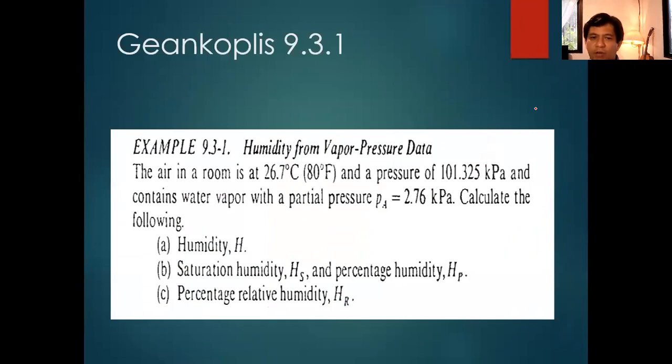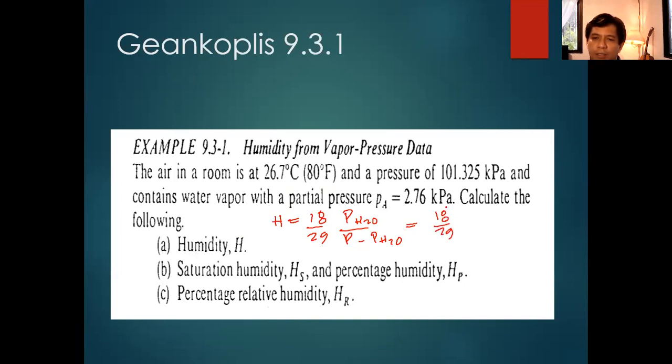So first, let's try to calculate humidity. This is example 9.3-1. The air in a room is 26.7 degrees Celsius, 80 degrees Fahrenheit, and a pressure of 101.325 kPa, and contains water vapor with a partial pressure of 2.76 kPa. Calculate the following. Letter A, humidity. So recall nyo lamang yung formula ng humidity. Di ba ang formula ng humidity ay 18/29 pH2O. Tandaan nyo to ha. P, this is the total pressure, minus pH2O. Tapos substitute nyo yung given.